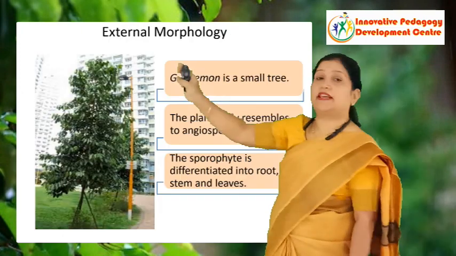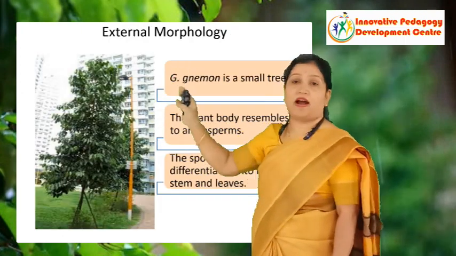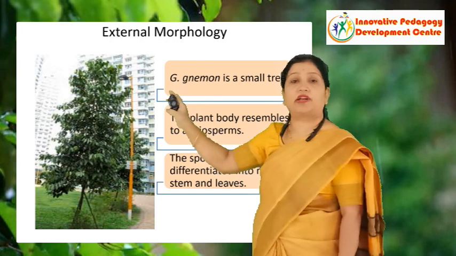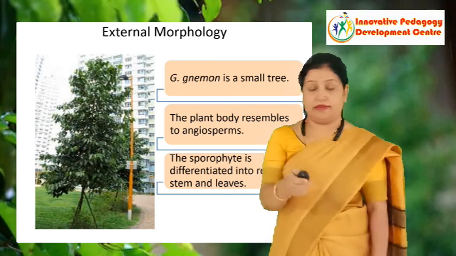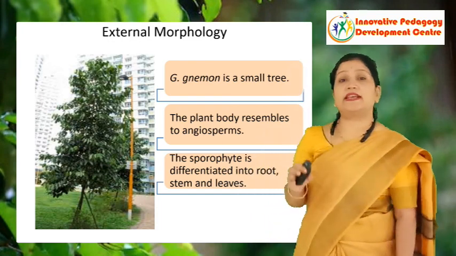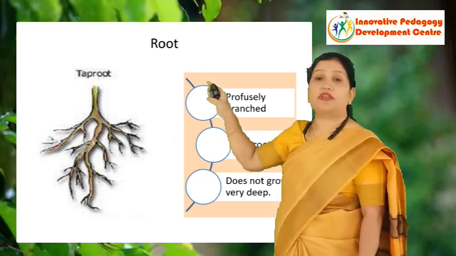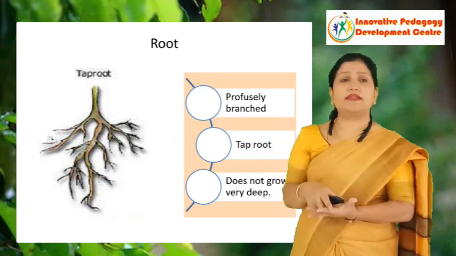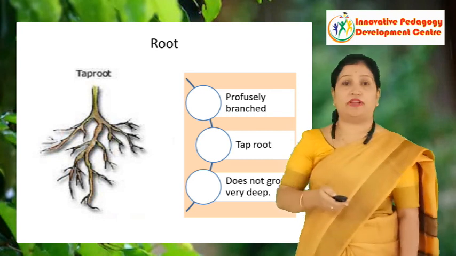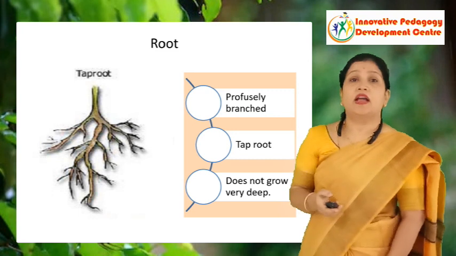And here you can see the plant, which simply resembles an angiospermic plant, the Nitum gnemon, a small tree, and it is differentiated into root, stem and leaves. When we see the roots, they are a tap root system and they are profusely branched, but they are not growing deep into the soil because plenty of water is available for them.